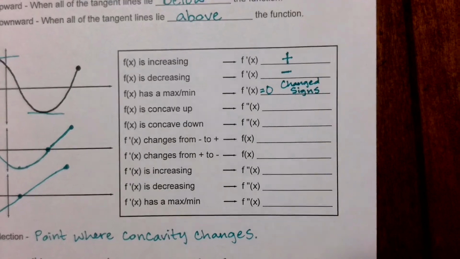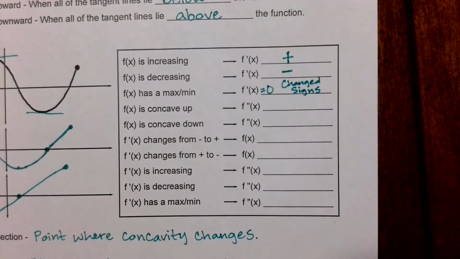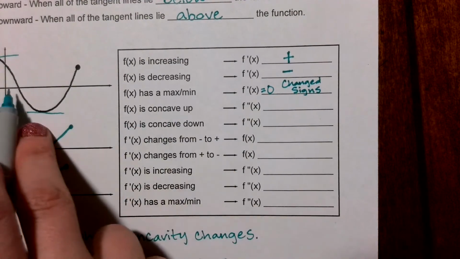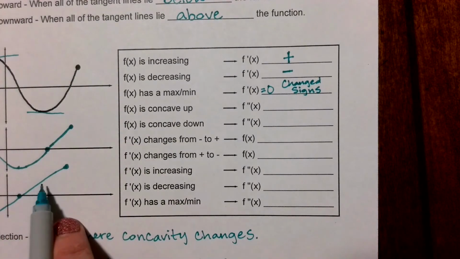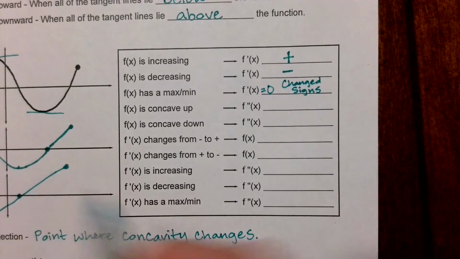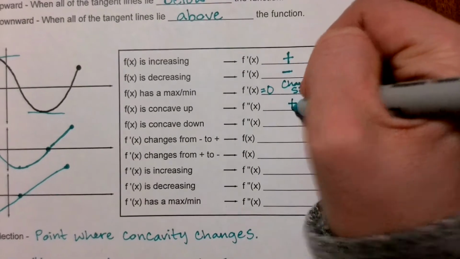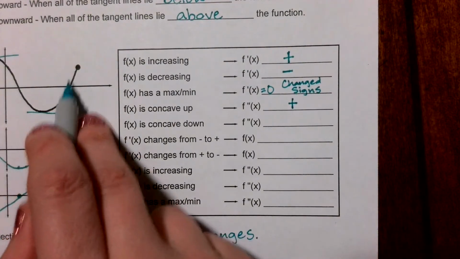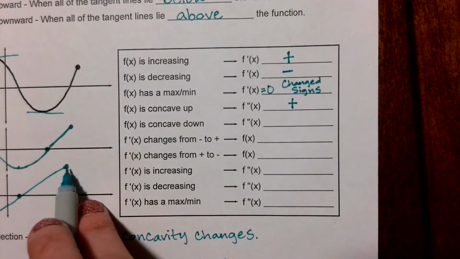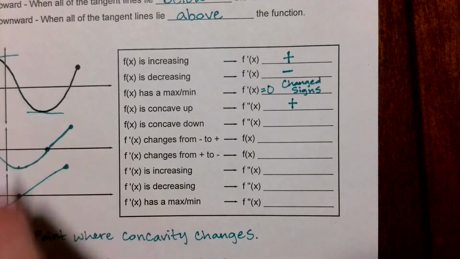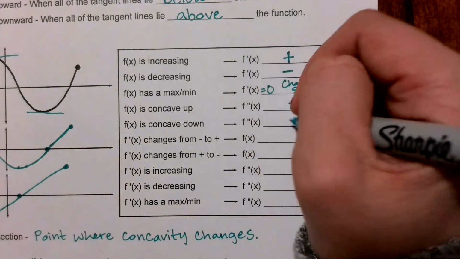I think we've got a more specific one down here in a minute. If f of x is concave up, so this is what we're adding in today, then that means my f double prime will end up being positive. So notice we've got concave up here for f. It was above the x-axis for f double prime. If we're concave down for f, that means f double prime will be negative.